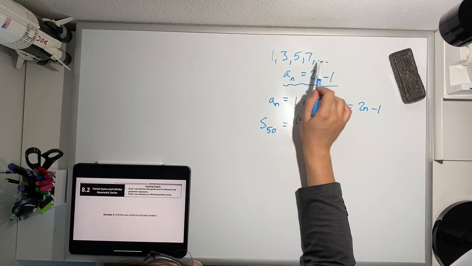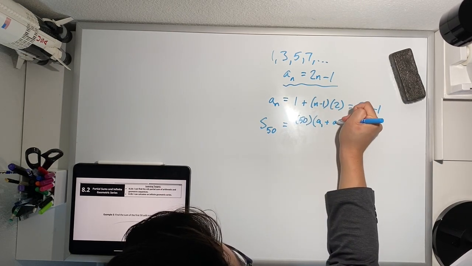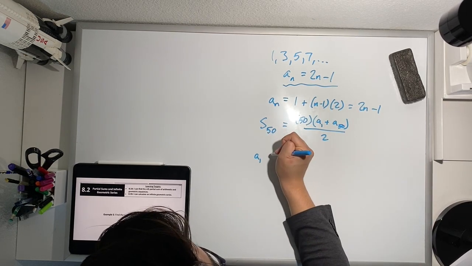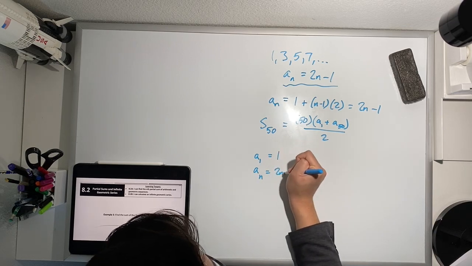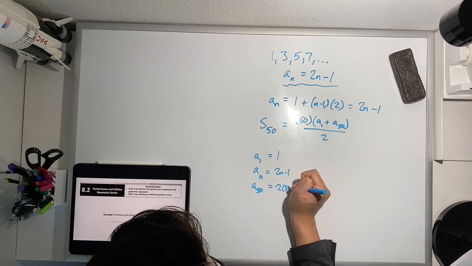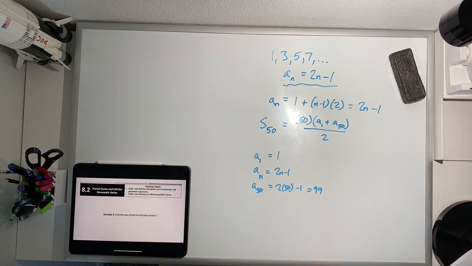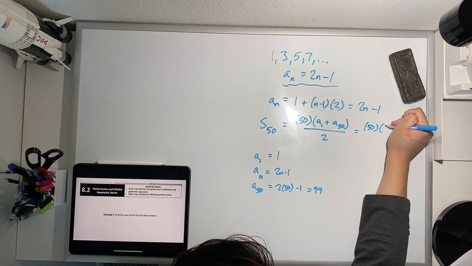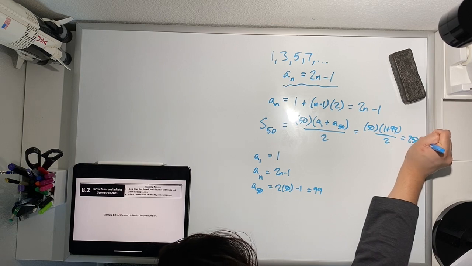This is an arithmetic sequence. We're adding 2 each time, so we need n times the first term plus the 50th term, all over 2. The first term is 1. If the nth term is 2n minus 1, then the 50th term is 2 times 50 minus 1, which is 99. So plugging all of this in, we get 2,500.